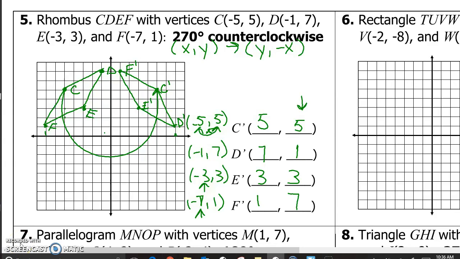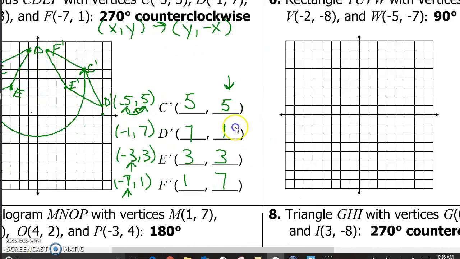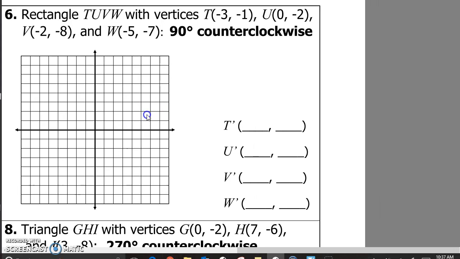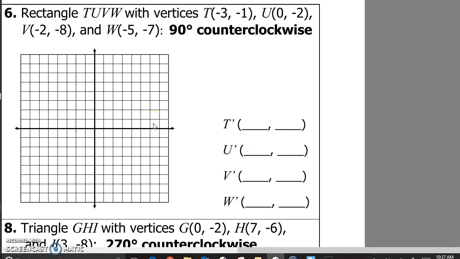Okay, guys, moving on with video 16. We're at number 6 here. So we have a rectangle that we're going to rotate 90 degrees counterclockwise. So that rule is, for 90 degrees, we have x, y. We're going to rotate it to negative y, x.